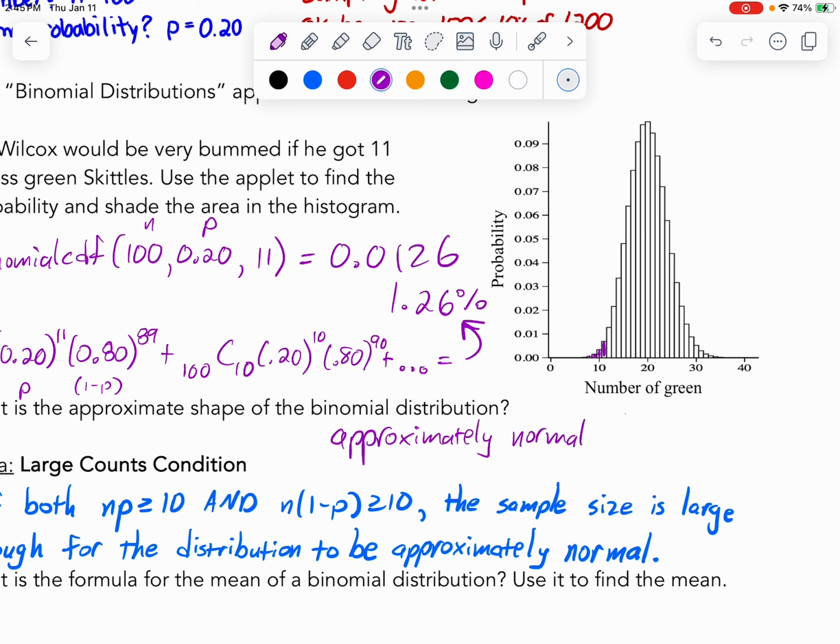Or you can also throw on there, it's symmetric. Doesn't it pretty much look like there's a line right down the middle and it's symmetric on either side, bell curved?